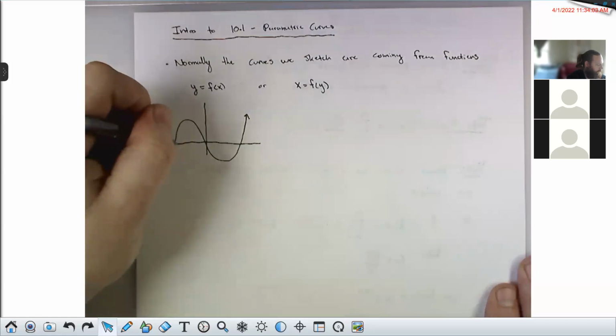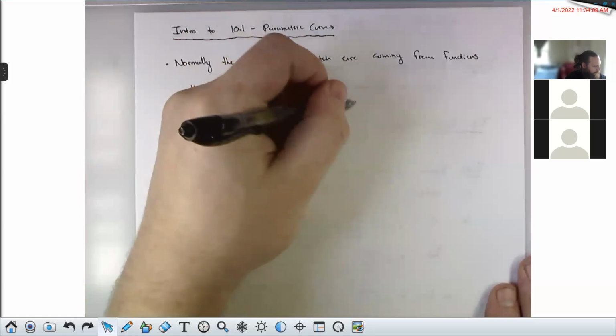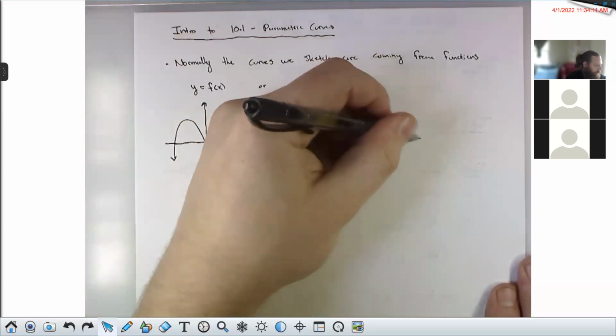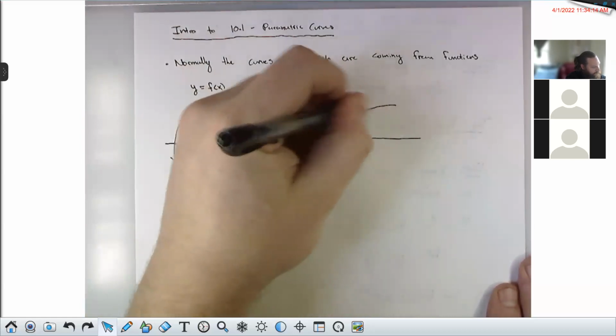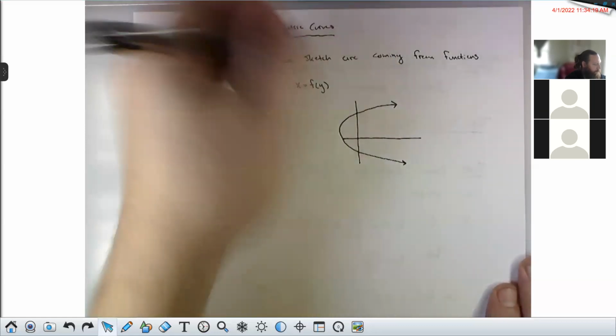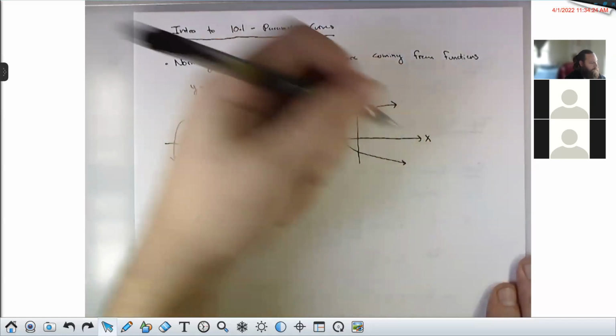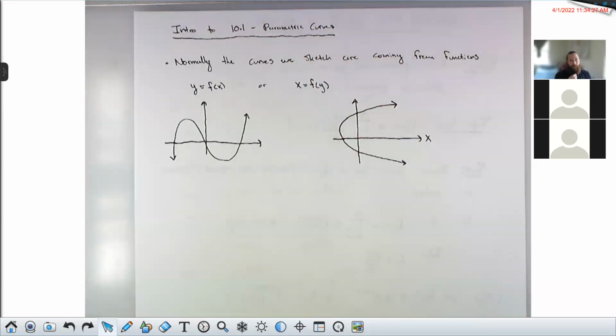Here's y as a function of x. And we have seen some curves where x is given as a function of y. You think back to the early part of the class where we were doing volumes and stuff like that. And they look like this, right? If y is a function of x, that thing has to pass the vertical line test. If x is a function of y, then that thing has to pass the horizontal line test.